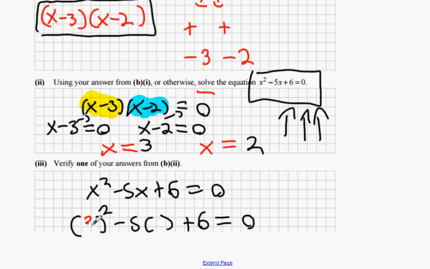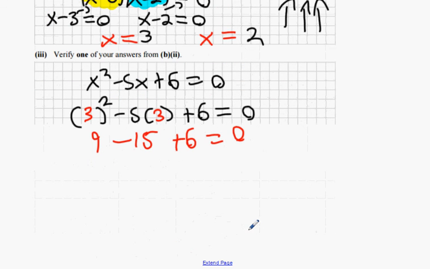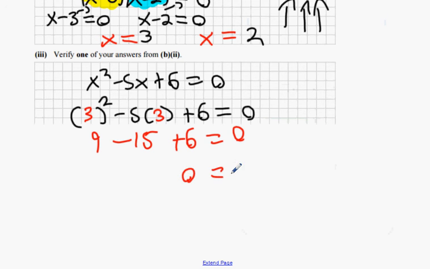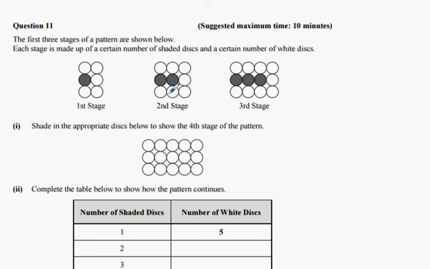Doesn't matter. 3. That turns to be 9. That turns out to be 15. That turns out to be 6. Put it into the calculator. 0. Does it balance? Yes, it is verified. Is that right? Okay. Moving on.